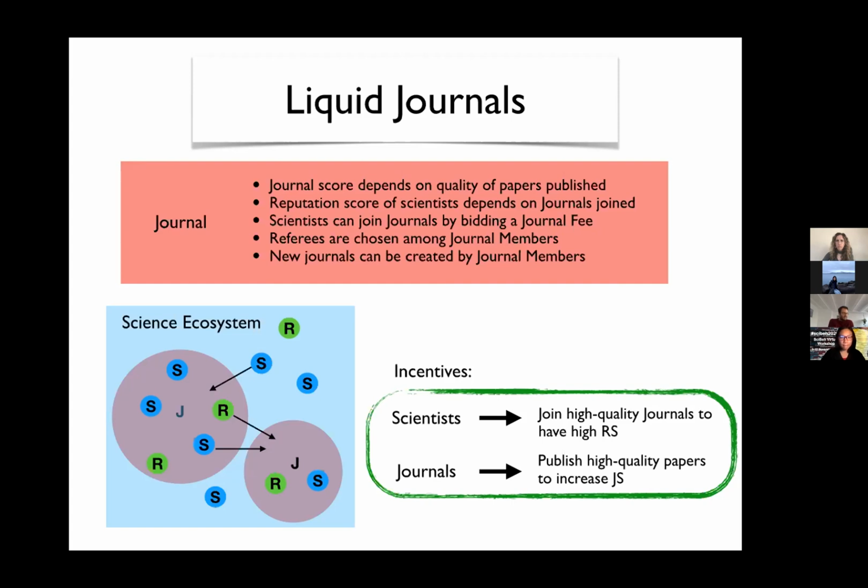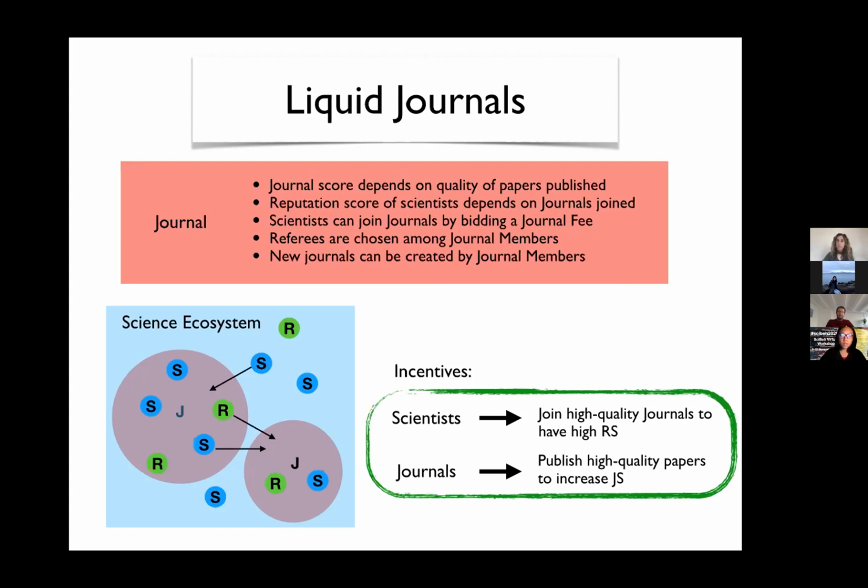Journals in these systems have a journal score, which depends on the quality of the papers they publish, as the impact factor does in the current form. This doesn't change. Now, the journals can be joined by scientists. You can join journals at any time by bidding a journal fee, as much as you want to bid, like a review fee to get your peer review process done. So you can join journals, lead journals and form new journals.